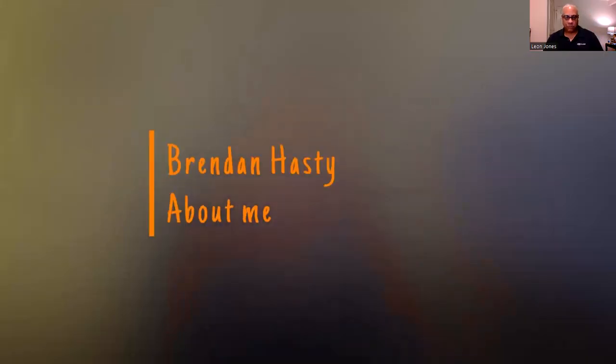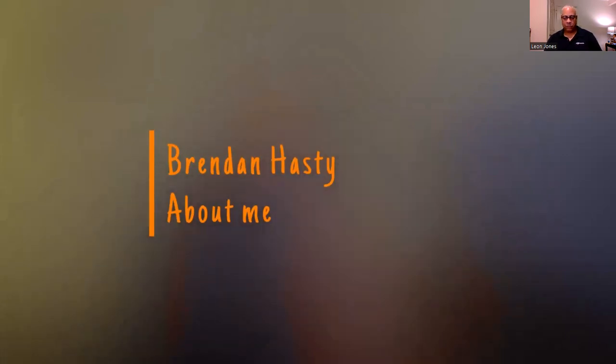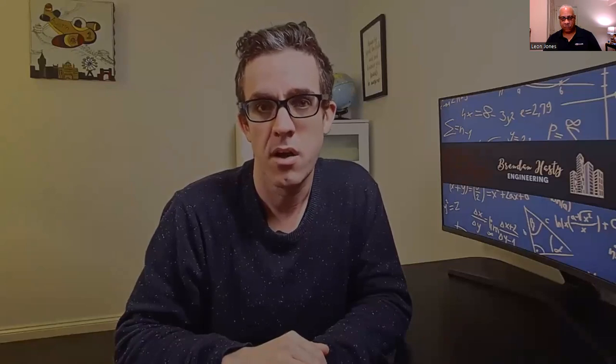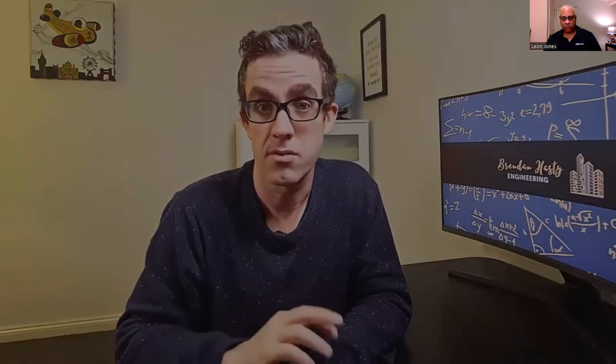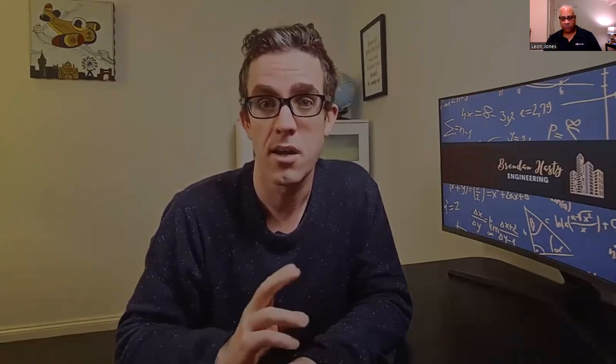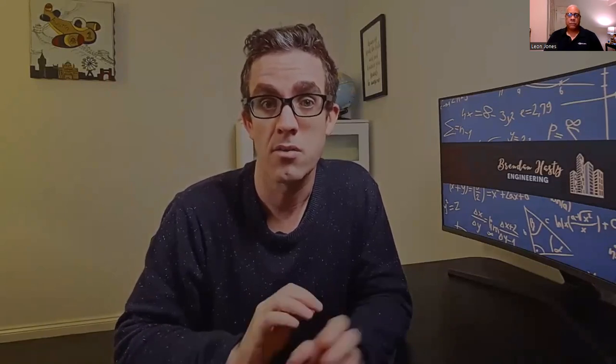A bit about me. My name is Brendan Hasty, and I'm a structural engineer in Australia. I've worked all up and down the east coast of Australia, starting in Melbourne. I've worked in Brisbane, Sydney and Canberra. I've done a number of projects in Adelaide, Darwin, and all the way across to the west in Perth. This gives me a breadth of knowledge that I hope to impart to you.